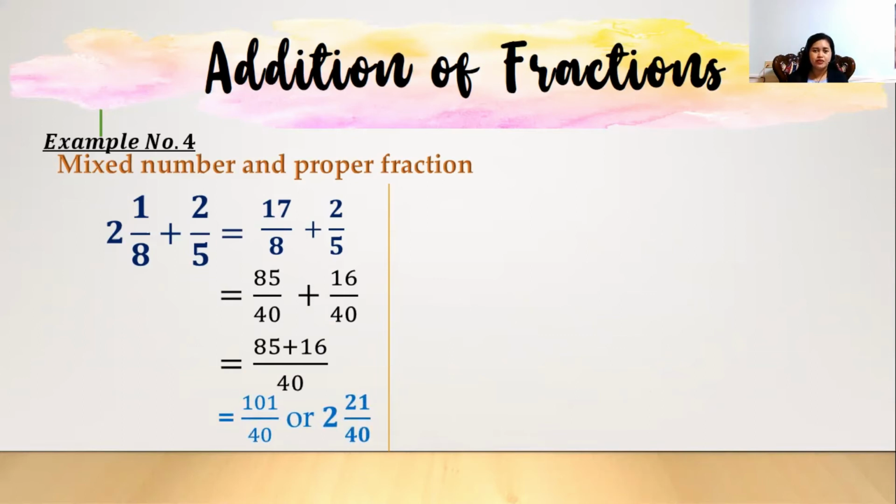So we can have 2, and then a remainder of 21. That's why we have 2 and 21, then copy the denominator 40. So that's it. We have the result of our given problem. The sum of 2 and 1/8 plus 2/5 is equal to 101 over 40, or 2 and 21 over 40.